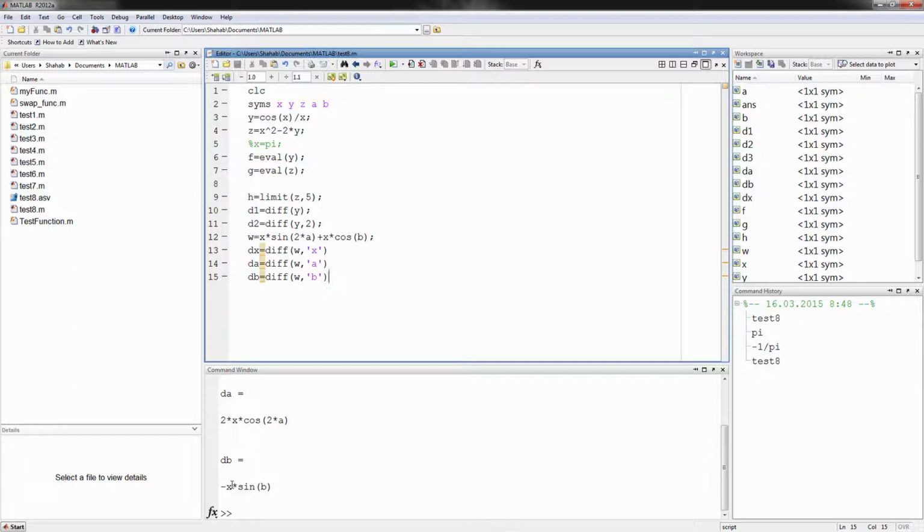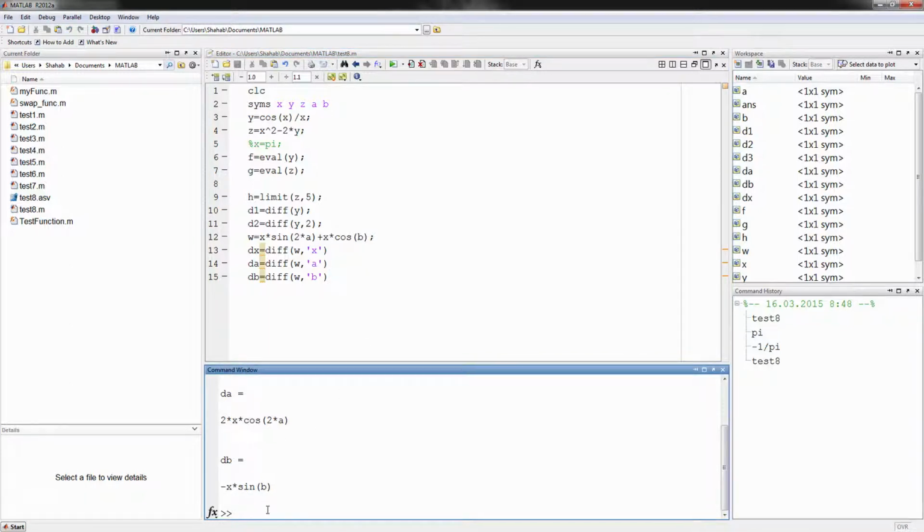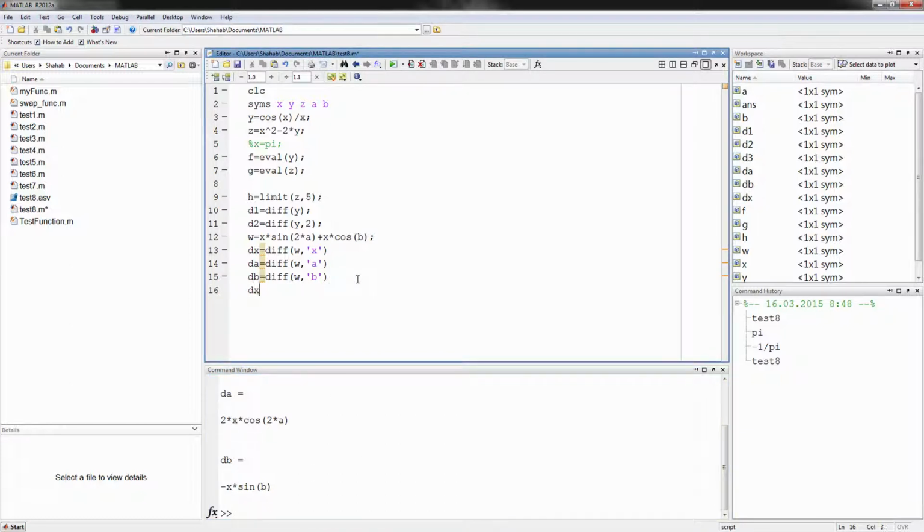Now let's see how I can calculate the second derivative of this type of multivariable functions. In order to do that, I can, for instance, write down diff dx2. Let me put semicolon in here, and right here the diff of w to x, and the result will be 0.